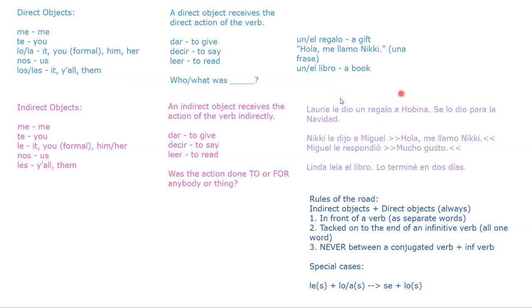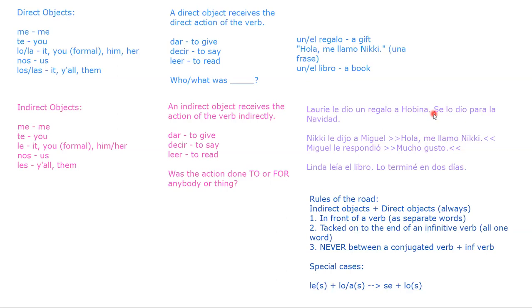However, if the to her part is there, but we already know who her is, we don't have to include Hobina again. All right, so if we say somebody, we have to include the indirect object, but we don't always have to include the somebody when we have the indirect object if we already know who we're talking about. So Lori gave a gift to Hobina. Beautiful, there's our indirect object, and there she is again, consistency.